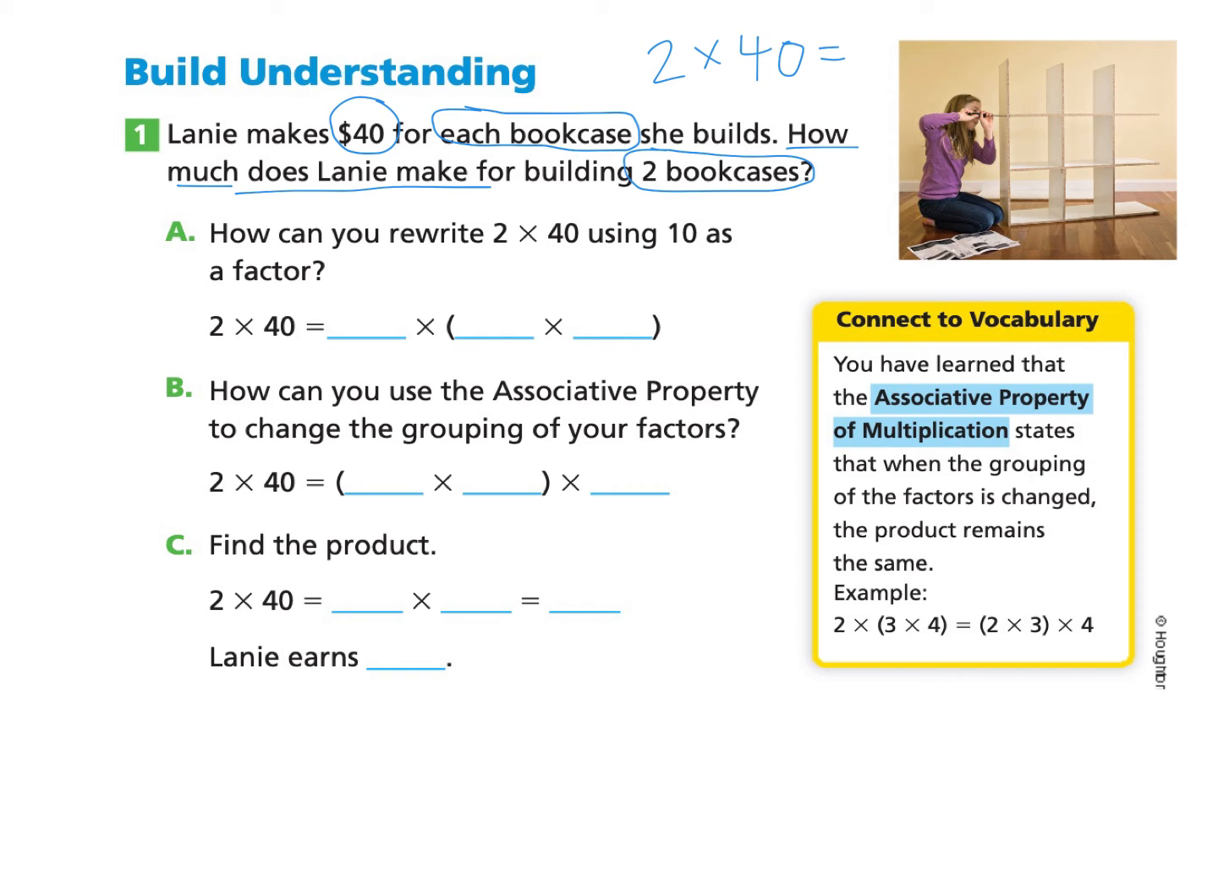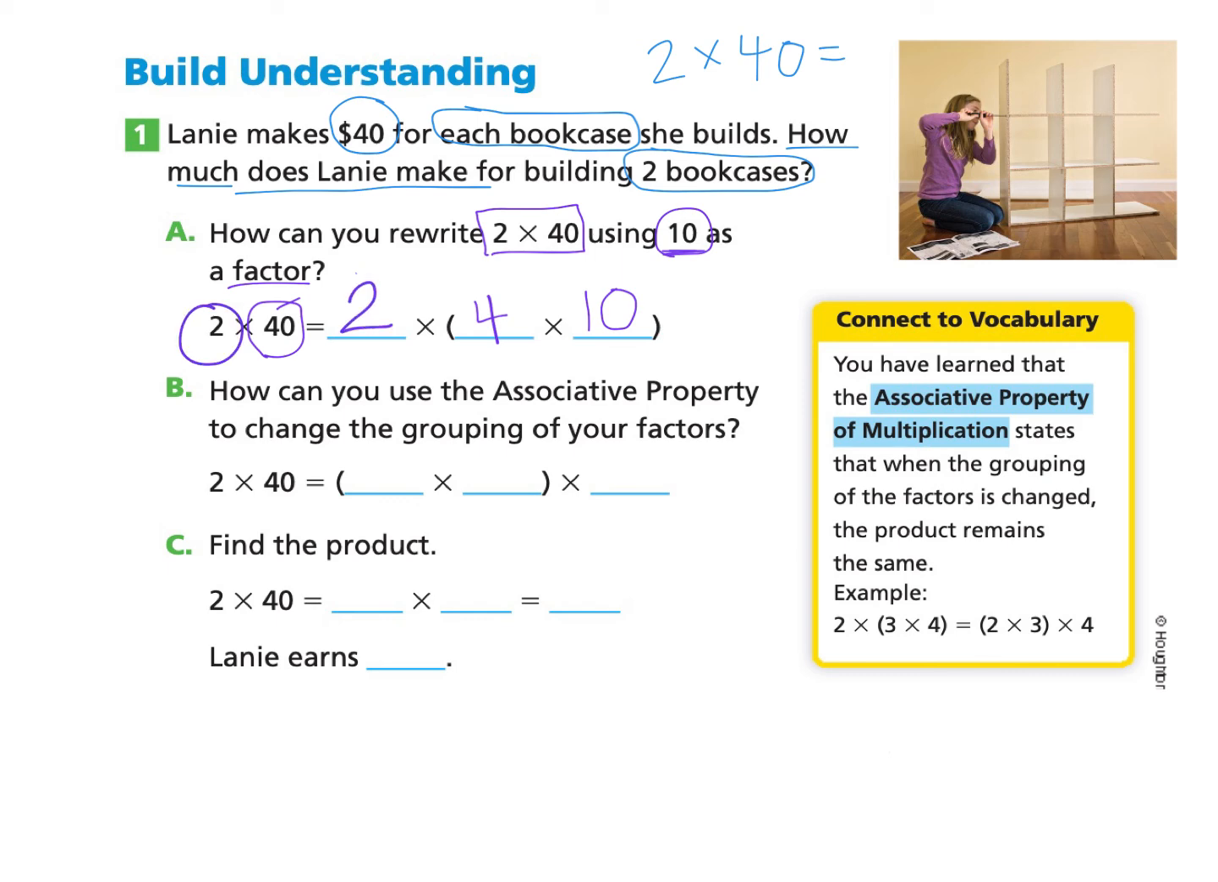So we're going to start with Part A. How can you rewrite 2 times 40 using 10 as a factor? So if you want to pause the video and give this a try and come back, you're welcome to do that. So the instruction is to take 40 and break it into 2 factors, and one of those factors needs to be 10. So I'm going to go ahead and take 40 and move it here and make 10 one of the factors, and then I know I need 10, 20, 30, 40. That means I need 4 10s to make 40. And then I can place this 2 right here.